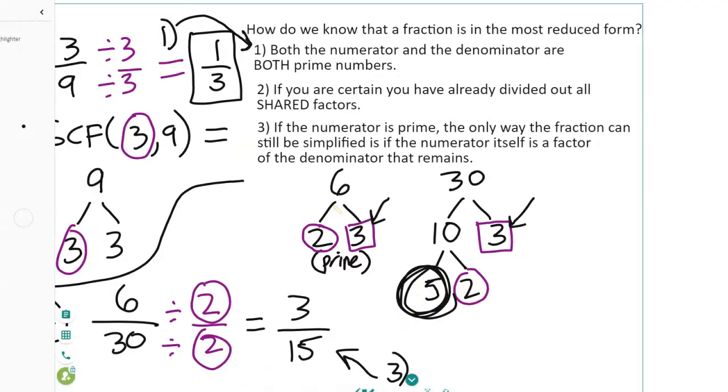So let's do that. Now let's divide by 3, divide by 3. What's 3 divided by 3? 1. Yes. And then 15 divided by 3 is 5. So 1/5 would be the answer.